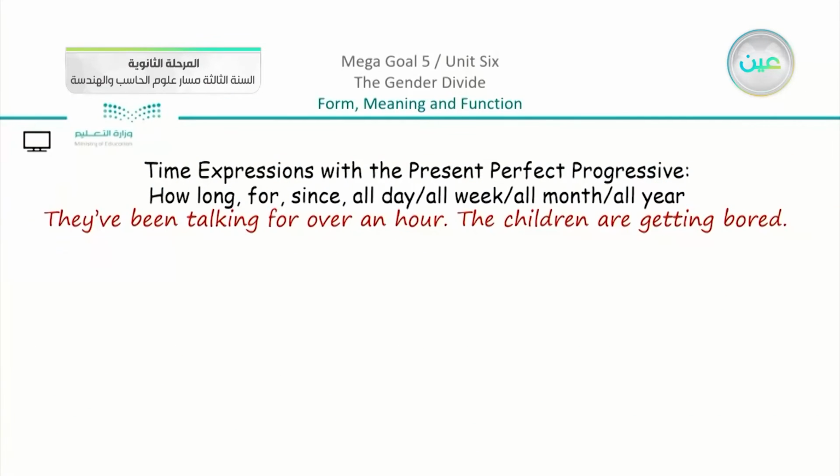Now, since we have mentioned the words "since" and "for," we are going to go back to the time expressions that we have mentioned before in our units. Now, time expressions with the present perfect progressive. We can use, for example, how long, for, since, all day, all week, all month, and all year. Now we have our example. They've been talking for over an hour. You can see that we have here "for over an hour," 1 hour, which means that we have a number mentioned. So we have the time expression "for."